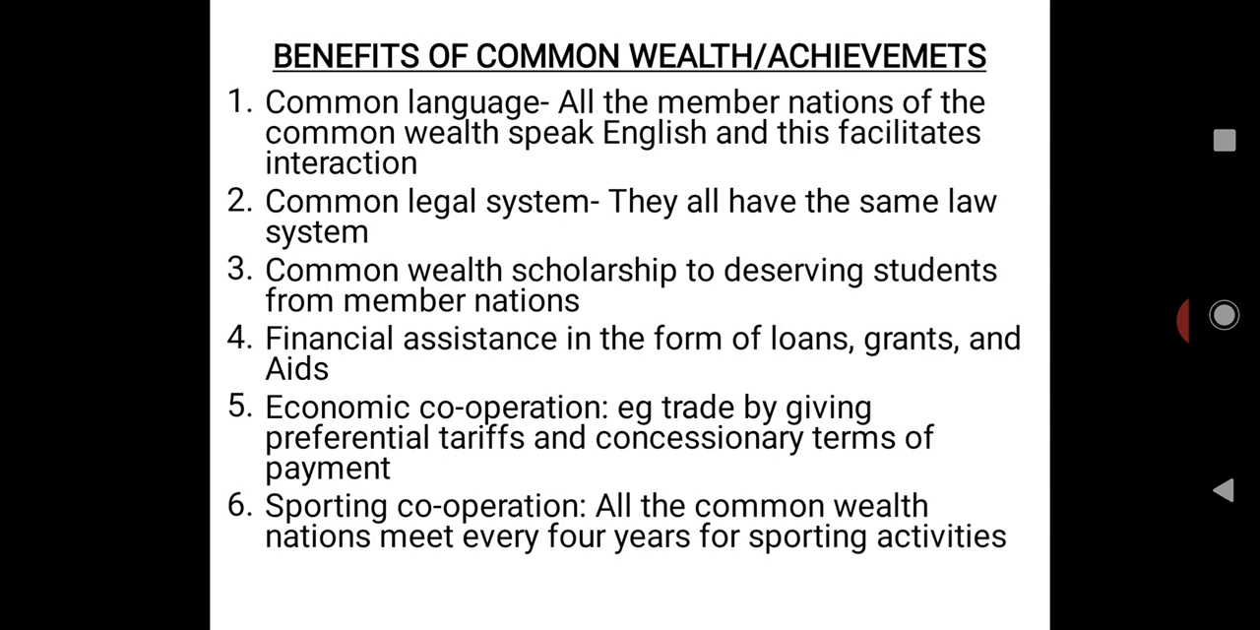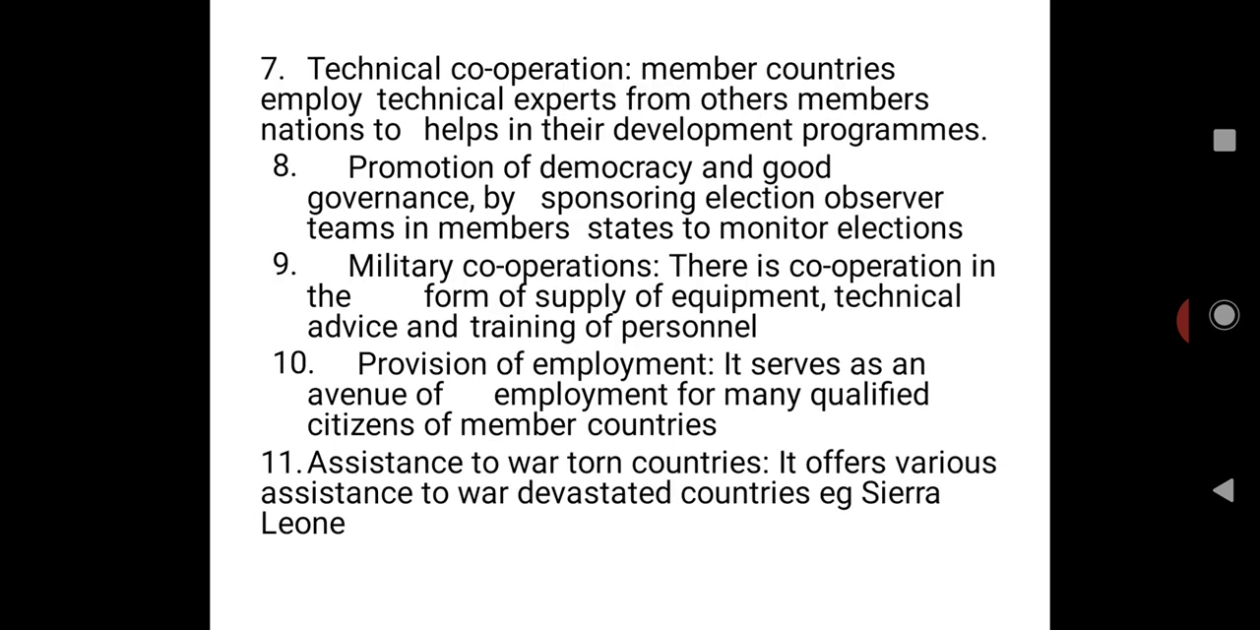Another benefit we derive from being a member of the Commonwealth of Nations is sporting cooperation. All the Commonwealth nations meet every four years for sporting activity. I remember they have come to Nigeria for such games, and people benefited from such games.